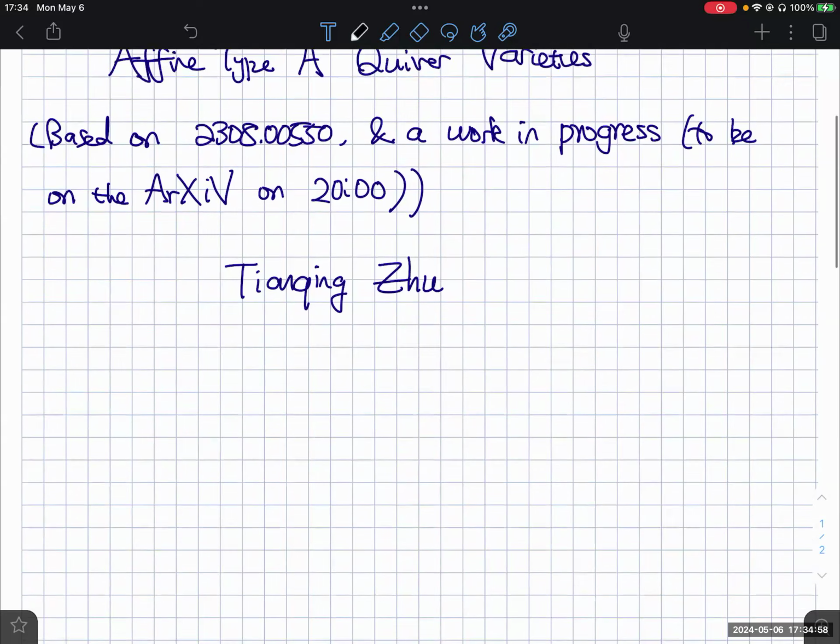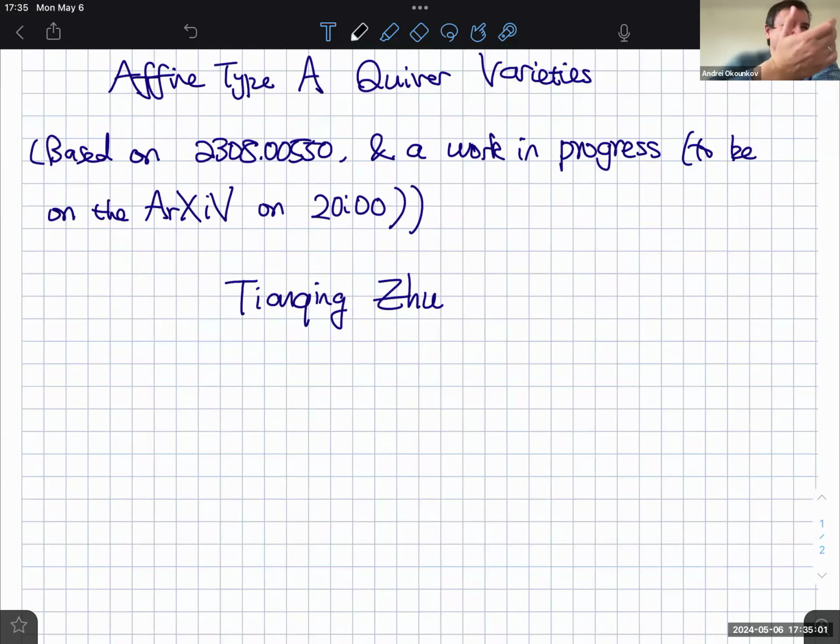I posted it last week, but it turns out that it should be on the arXiv today. Of course, everybody will just drop whatever they're doing and start reading.